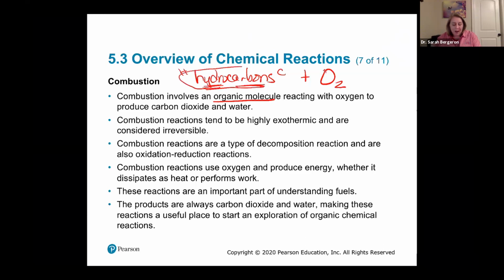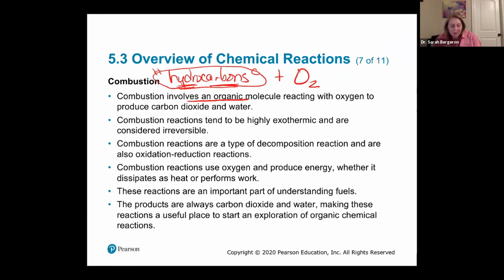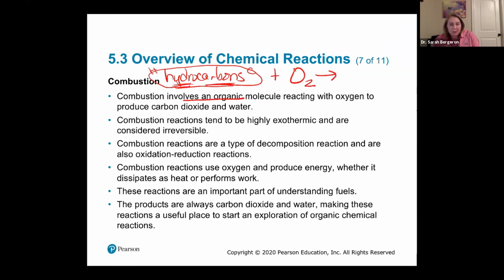So you're going to see some formula here that has H's and C's, and it's going to react with oxygen, and it is always, always, always going to produce the same thing. It is going to produce water, and it is going to produce carbon dioxide, CO2. So combustion reactions tend to be highly exothermic. And so, right, they release a lot of heat. Well, what did we just say about things that release a lot of heat? That's irreversible. So when you combust something, whether it's in your gas tank or it's in your body, it's irreversible.